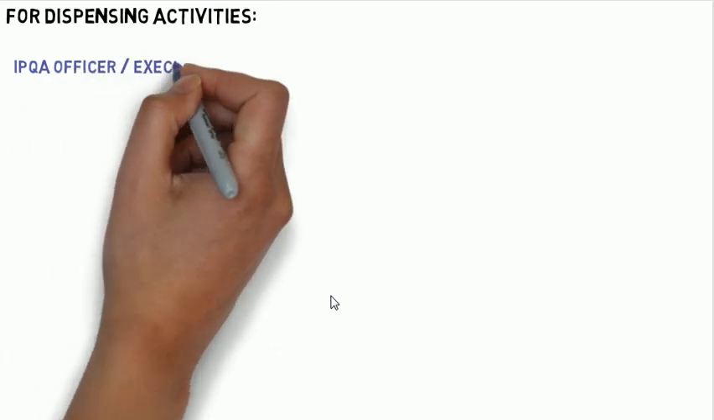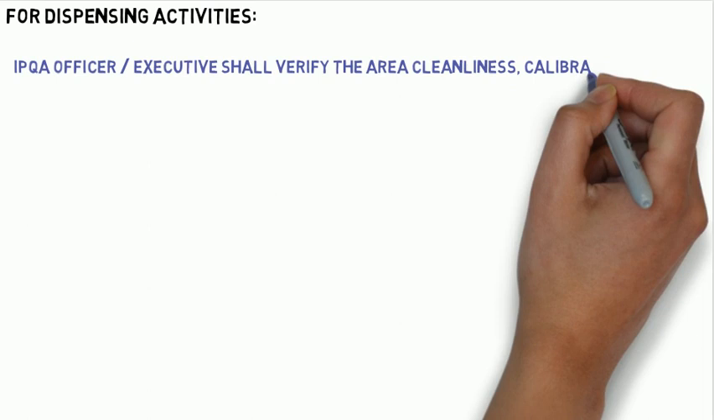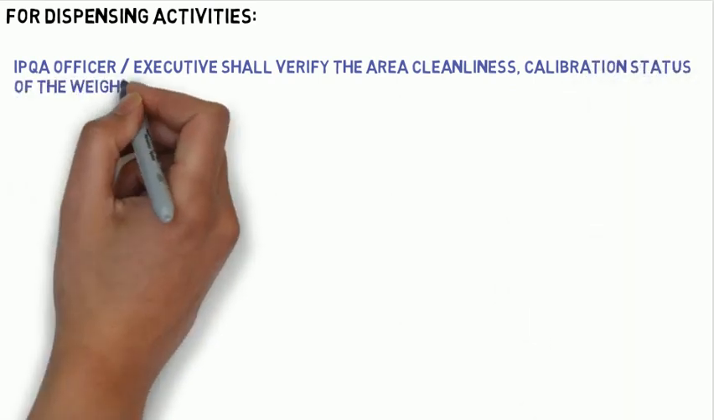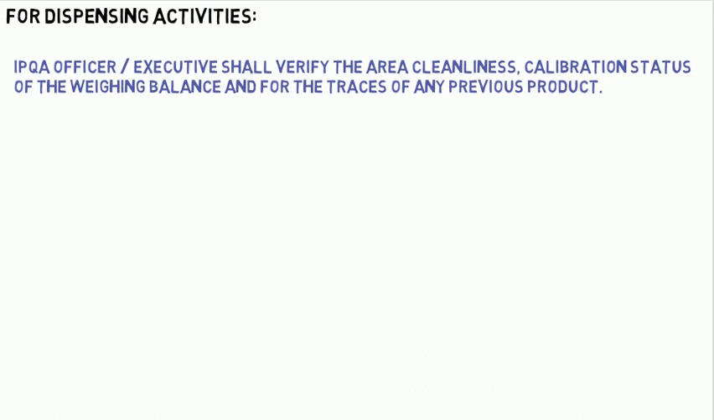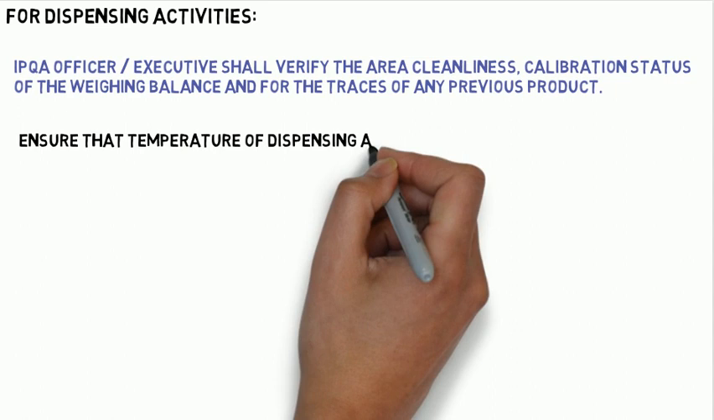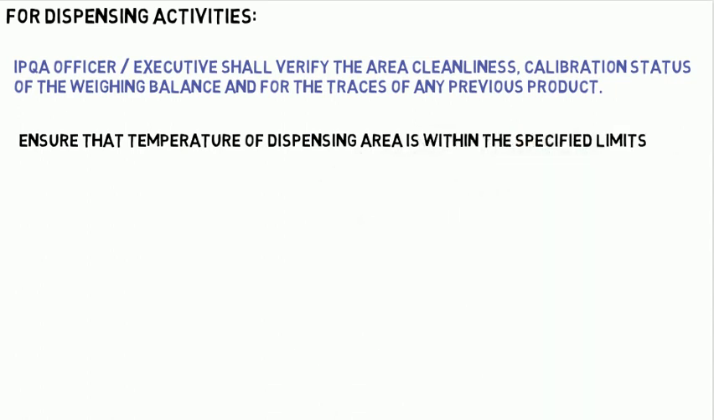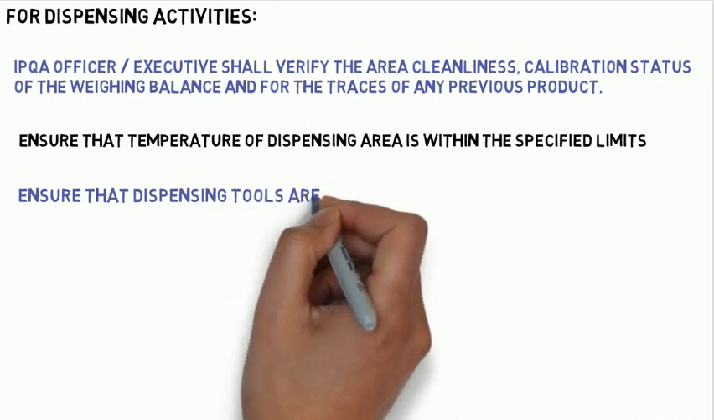Step 1. IPQA officer or executive shall verify the area cleanliness, calibration status of the weighing balance and for the traces of any previous product. Step 2. Ensure that temperature of dispensing area is within the specified limits. Step 3. Ensure that dispensing tools are cleaned and kept in poly bags with proper labeling.